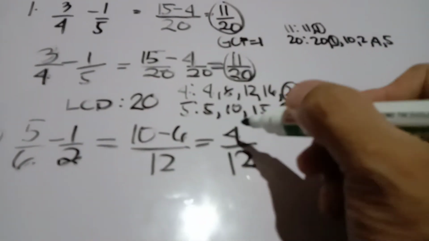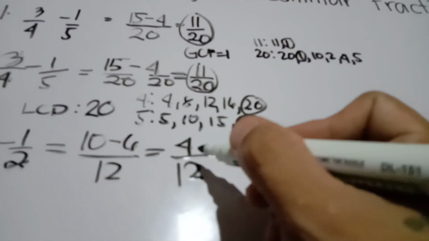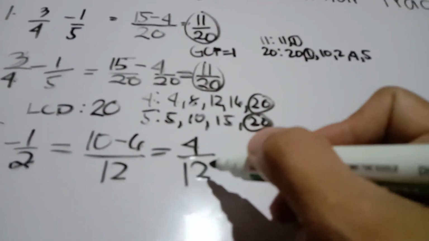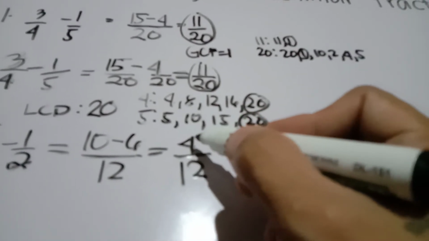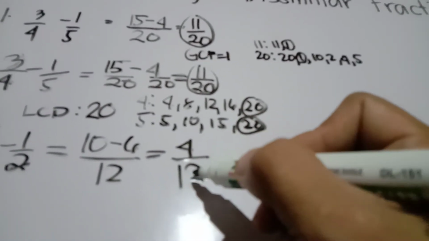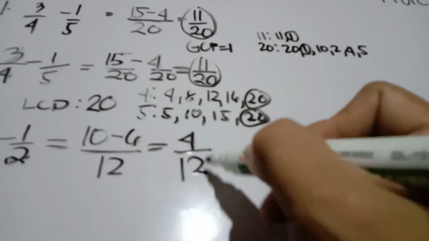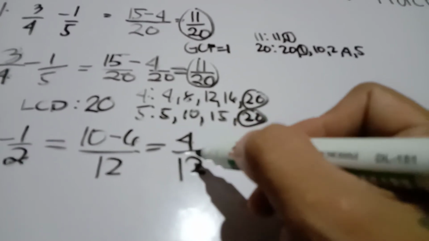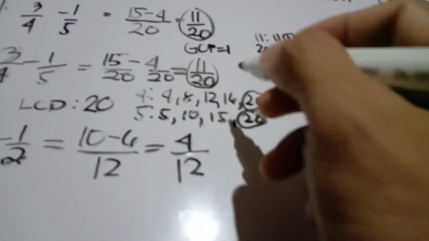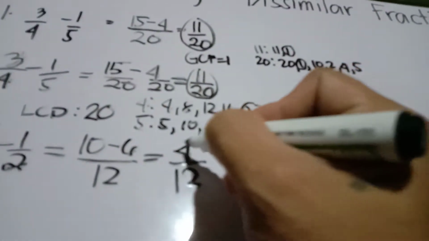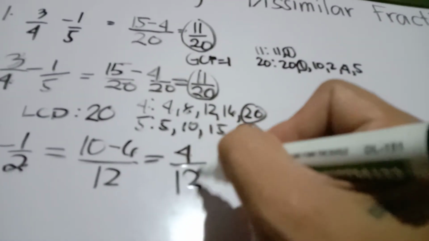But try to check the fraction. 4 and 12 are divisible by 4. Both numbers are divisible by 4. 4, maaaring i-divide sa 4. Ang 12, maaari ding i-divide sa 4. So, we are going to divide this. 4/12 is not in lowest term yet. So, i-change natin or i-express natin ito into lowest term by dividing both numbers by 4.